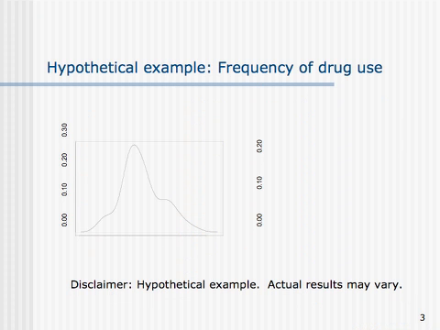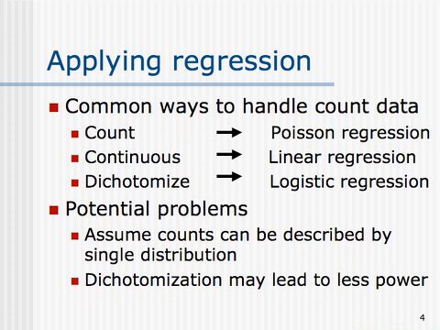The common ways that we would analyze count data: we can leave it as a count and analyze it with a Poisson regression, or we can do some kind of transformation like a log transformation and analyze it with a linear regression. Or sometimes we dichotomize and run a logistic regression, or categorize the count somehow. But the potential problems are that we still assume the counts can be described by a unimodal distribution, or if we dichotomize or categorize, this can lead to less power.